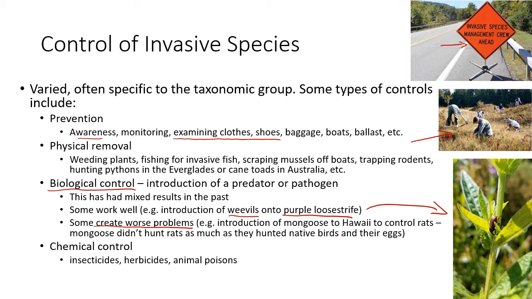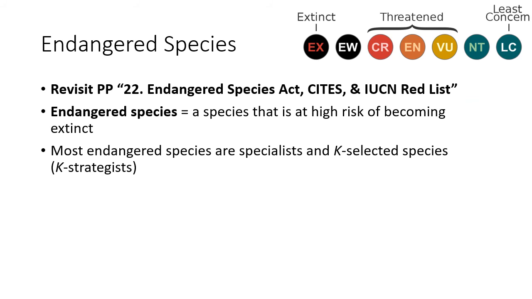And then we have chemical control, stuff like insecticides, herbicides, and animal poisons. I should quickly mention that one problem with chemical control is that you're introducing a new problem, and that's chemical pollution. If you're poisoning all the rats on an island, something's probably going to eat those dead rodents. So you might be unintentionally poisoning the buzzards or the crows or whatever native bird is eating those poisoned rats.